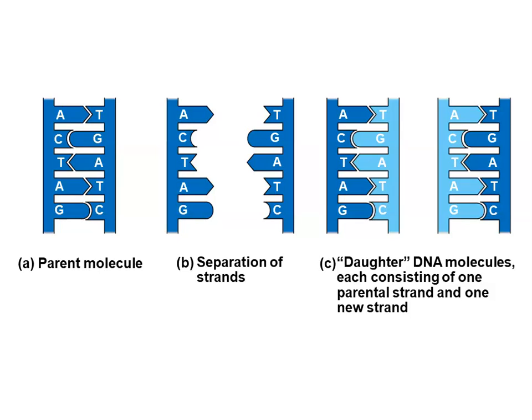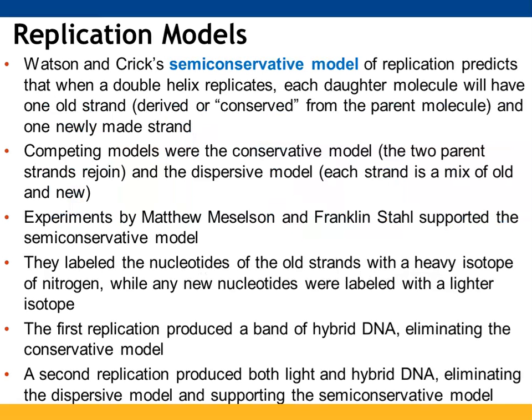So there's your parent molecule, there's their separation, and then there's the daughter nucleotides coming in. We call this a semi-conservative model of replication because each of the initial daughter molecules will contain one of the old strands that were from that parent molecule. But there were a couple other models that were in consideration at the time.